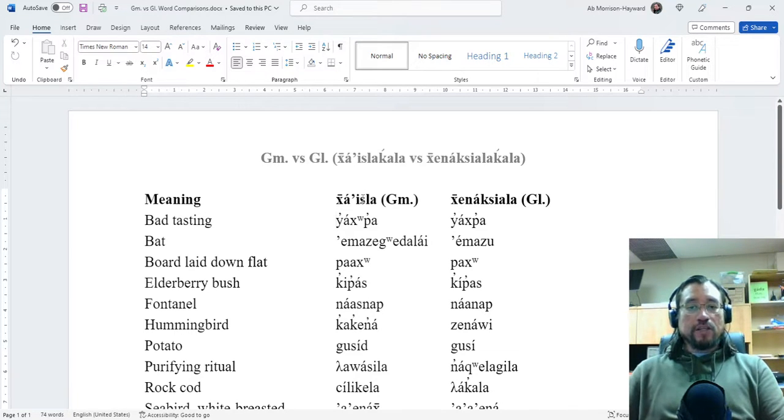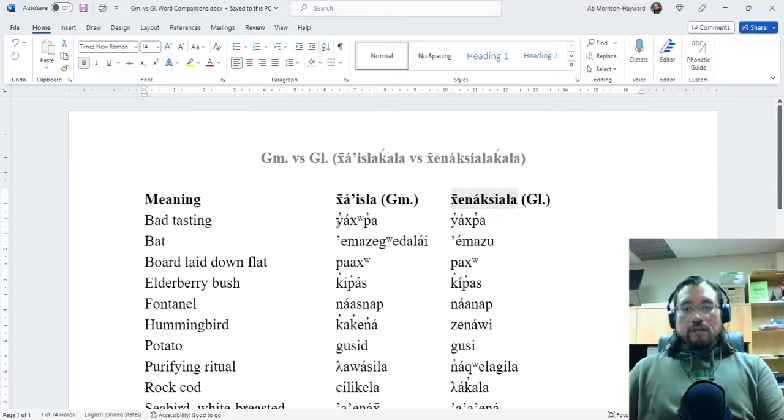especially the Lincoln and Rath dictionary that was published in 1986, sometimes you'll see words that have the letters GM following after it. And GM stands for Gitamat. So that is the xaisla dialect, or xaislakiala. Some words have GL coming after them. GL means gitlope. And that is the Kitlope and Kamano dialect. So this is xenaksiala.